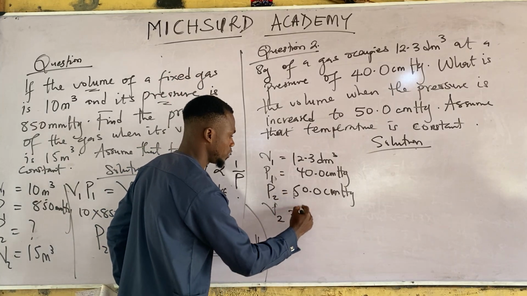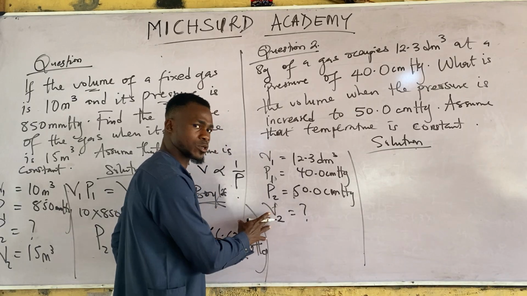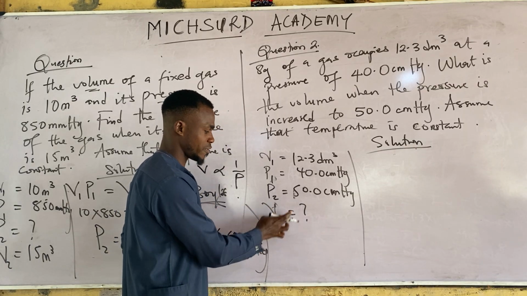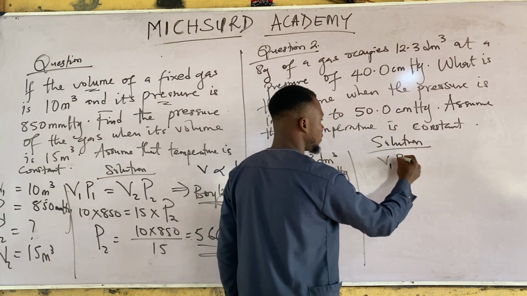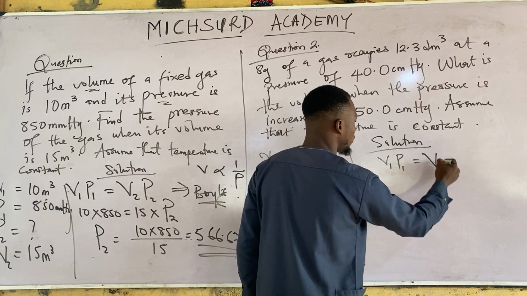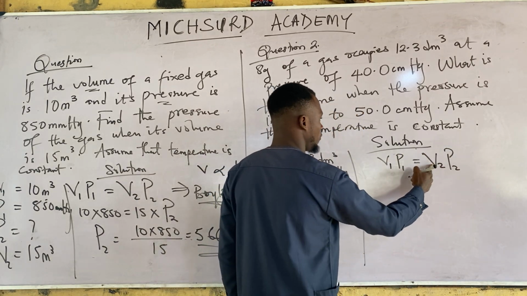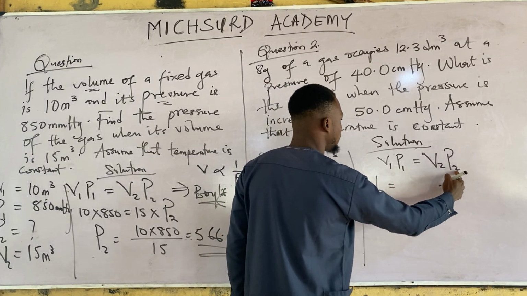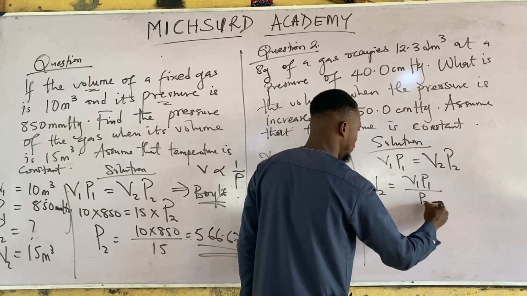So V2 is unknown. Just like we solved the first one, we also solve this case, but this time we are looking for V2, that is the final volume. From here we have that the initial volume times the initial pressure is equal to the final volume times the final pressure. So here we make V2 the subject of the formula. V2 becomes, I will divide through by P2, V1 P1 all over P2.